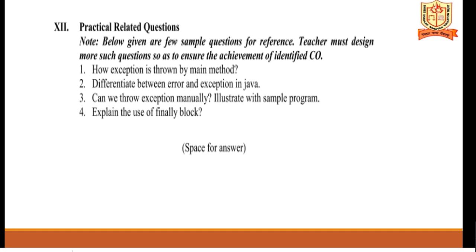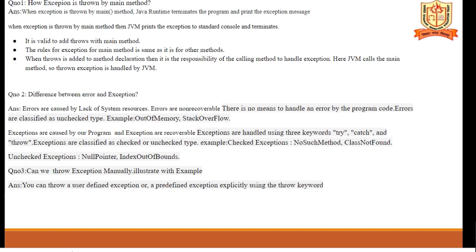So here some questions and answers are there. How is an exception thrown by the main method, differentiate between error and exceptions, can we throw an exception manually, and with an example explain the use of finally block. So how is an exception thrown in the main method? When the exception is thrown by the main method, Java runtime terminates the program and prints the exception message. JVM prints the exception to the console and terminates.